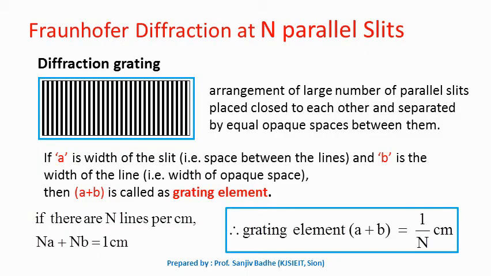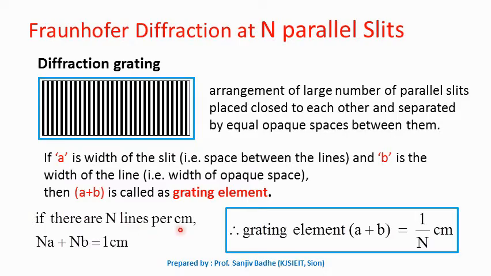Each line acts as an opaque space, and the space between the two lines acts as a slit. Now if A is the width of the slit, that is the space between the two lines, and B is the width of the line, that is the width of the opaque space, then we can call A plus B the grating element. So grating element is equal to the width of the slit plus the width of the separation.